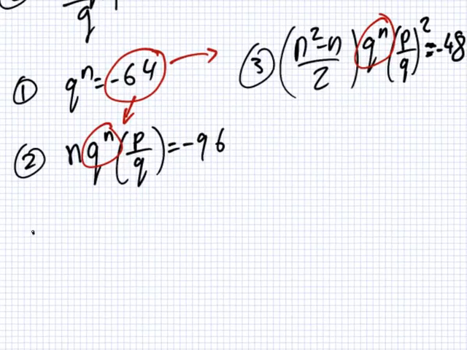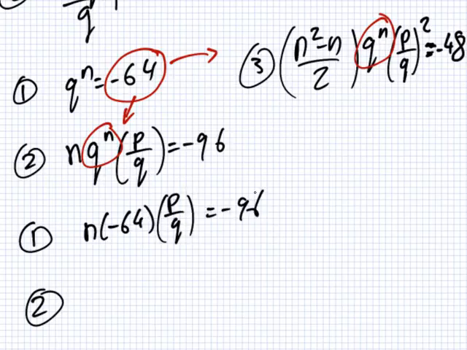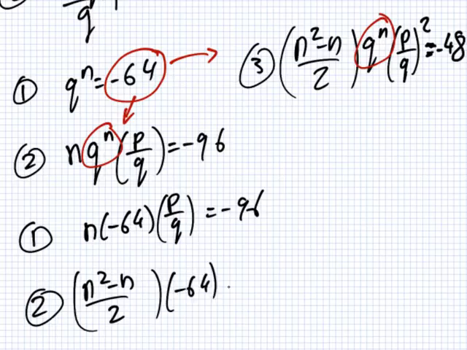And now you'll get just two equations, equation 1 and equation 2, which were formerly 2 and 3. So number 2 becomes n times minus 64 p over q equals minus 96, and now 3 becomes n squared minus n over 2 times minus 64 p over q squared equals minus 48. Now it seems like we're worse off because now we have two equations with 3 unknowns, but we can do some more cleaning up here.